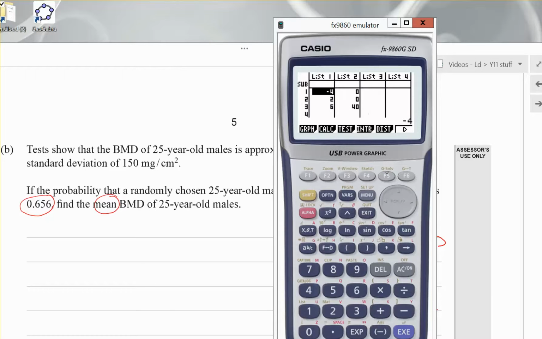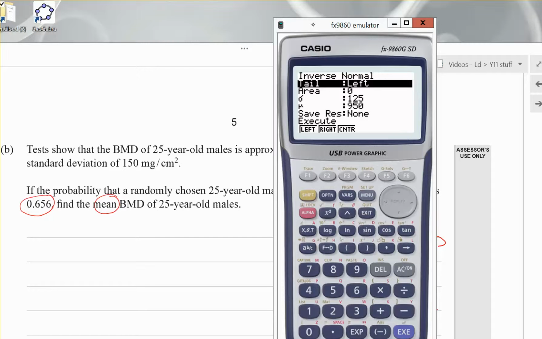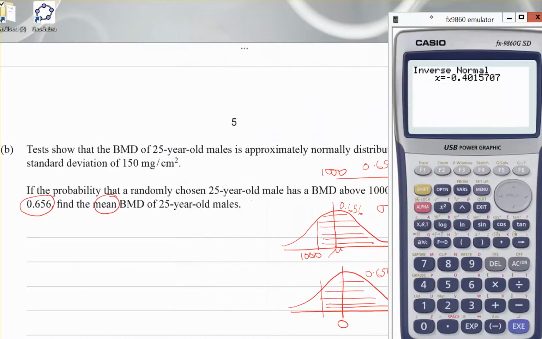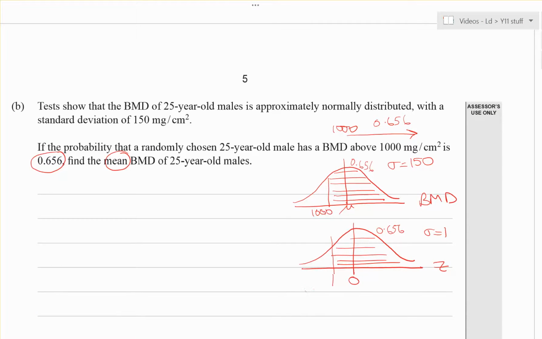I can tell this is an inverse question. We're looking at a right tail. The area is 0.656. The standard deviation is 150. When we come to put in the mean, we realize we don't actually have the mean, and that's why we need to be working this out first of all on this standard normal curve with a standard deviation of 1 and a mean of 0. And there's my Z value down the bottom here, is negative 0.40157. So we'll just put that away, bring this one back, and that value there is negative 0.40157. Right, so I've converted from 1000 to that value.